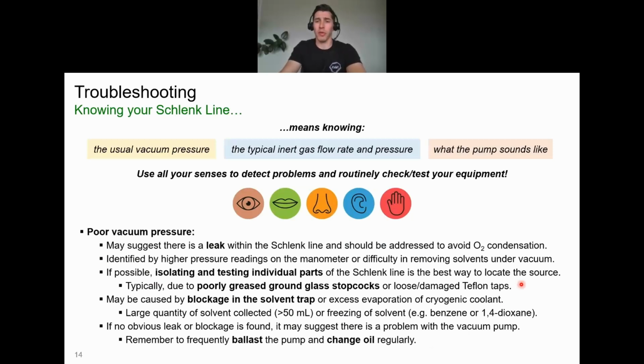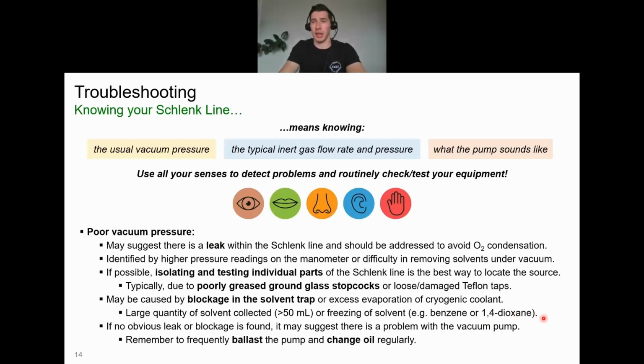The two other main reasons why you might have poor vacuum pressure is that you have a blockage in the solvent trap, and this often happens if you're trying to evaporate a solvent such as benzene or 1,4-dioxane, which freeze at around 0 degrees Celsius. So that means that even with a liquid nitrogen cooling trap, towards the top of the trap, it might be around 0 degrees. So it might collect towards the top in the inner tube before it has a chance to fully collect at the bottom of the solvent trap.